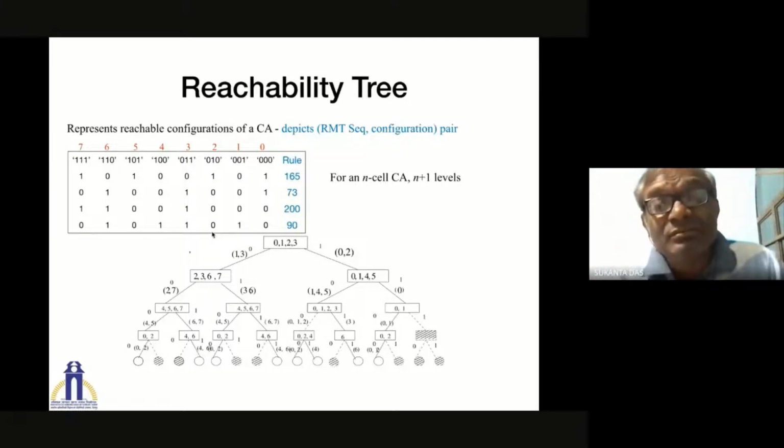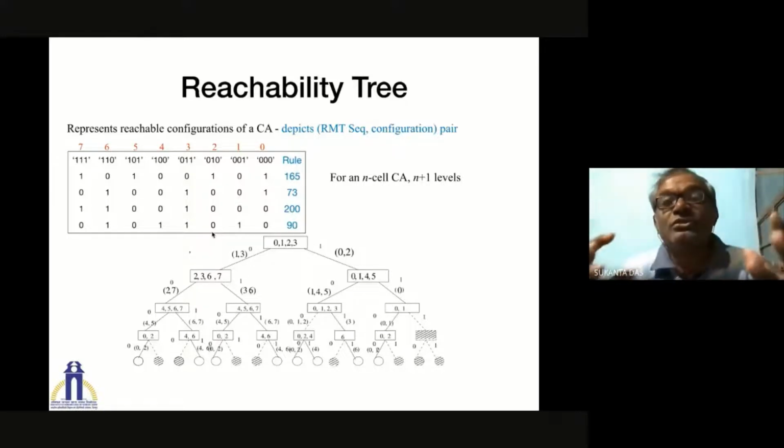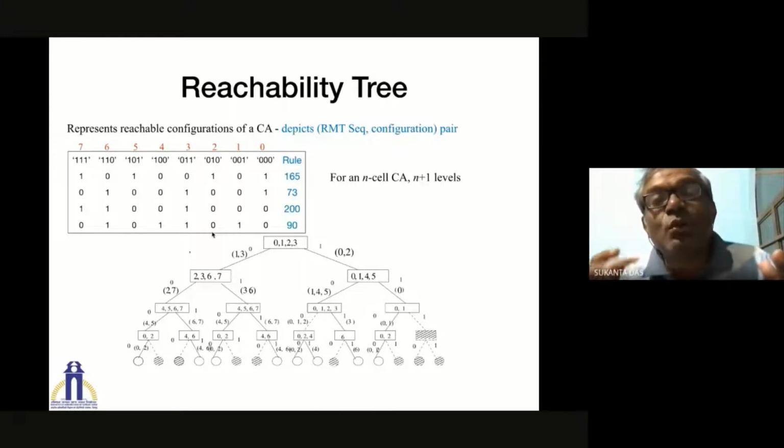It's a tree. See, there are some edges and some nodes. You can see in each node some integer numbers. In the case of the root, you can get 0, 1, 2, 3. What are these? These are the RMTs of cell 0, rule R0. In this particular example, 0, 1, 2, 3 are the RMTs of rule 165.